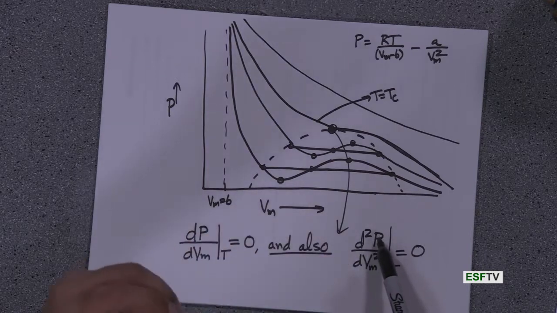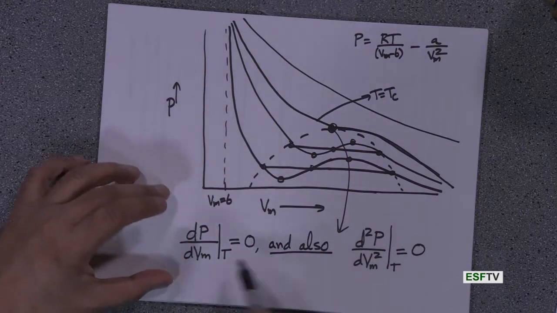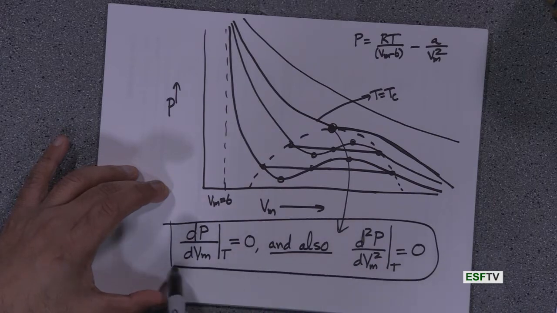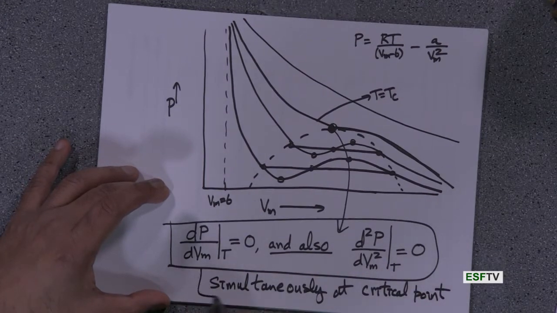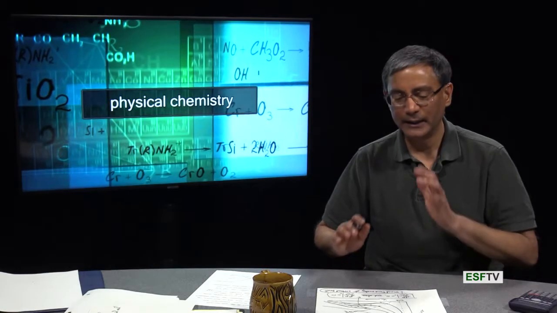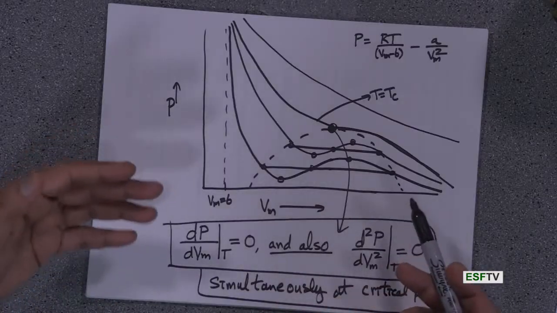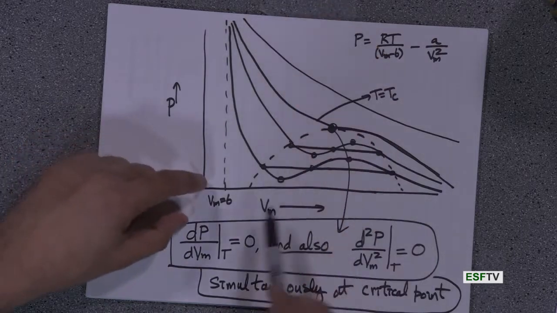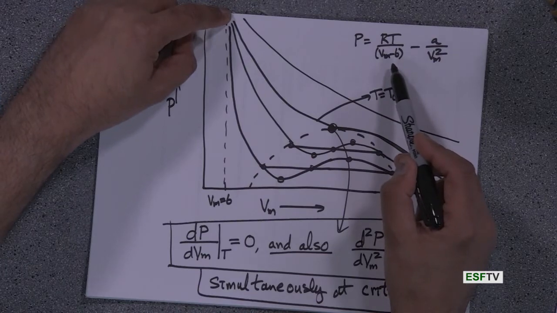Two derivatives, differentiating the pressure two times on the molar volume, holding again the temperature fixed. Both of these conditions are true simultaneously at the critical point, and that is what is unique about it. And by the way, this piece of the discussion is universally true regardless of what equation of state you are using. The only thing that is van der Waals specific about this diagram is that I said V molar equals little b was where the pressure went to infinity. That reflects the fact we are using the van der Waals equation of state.